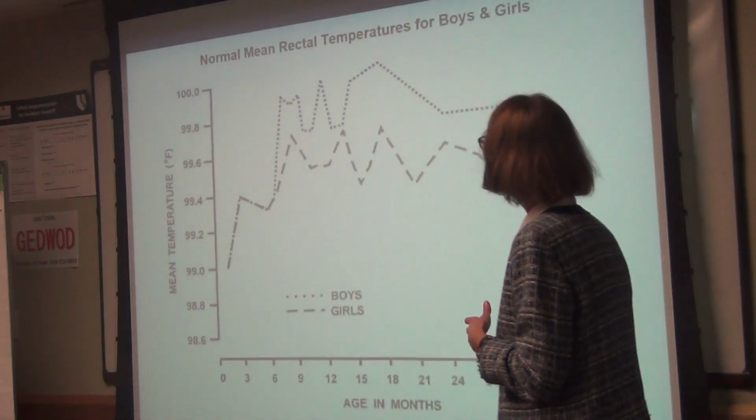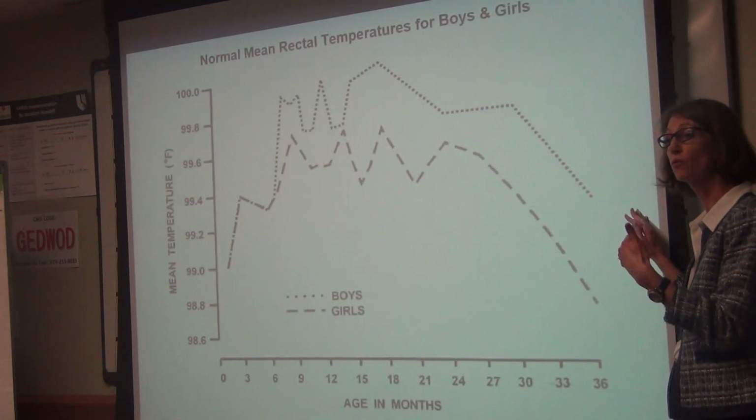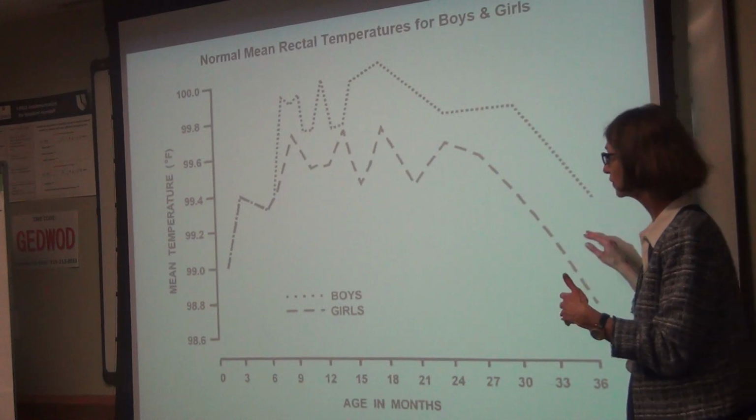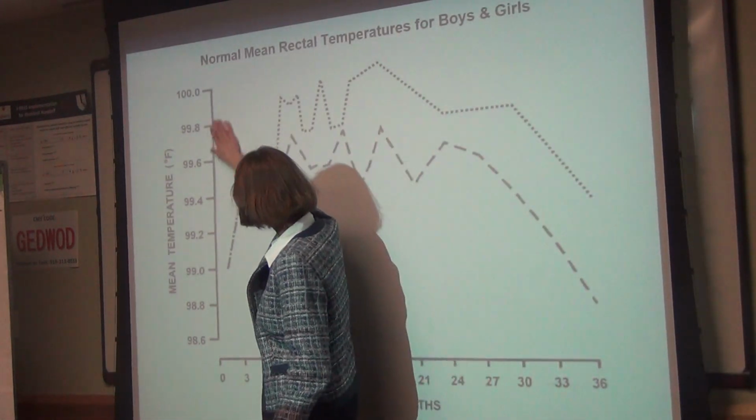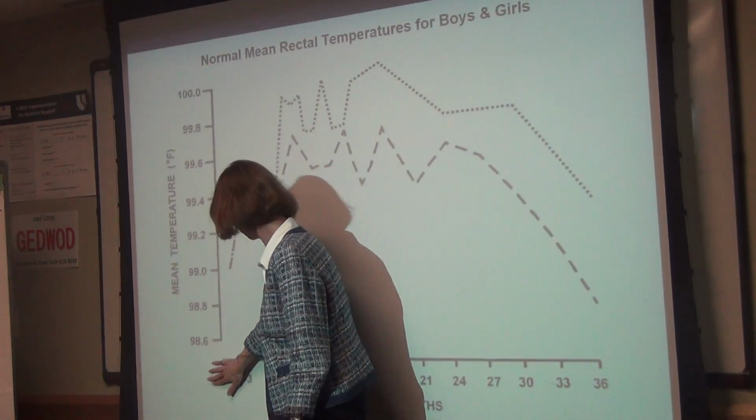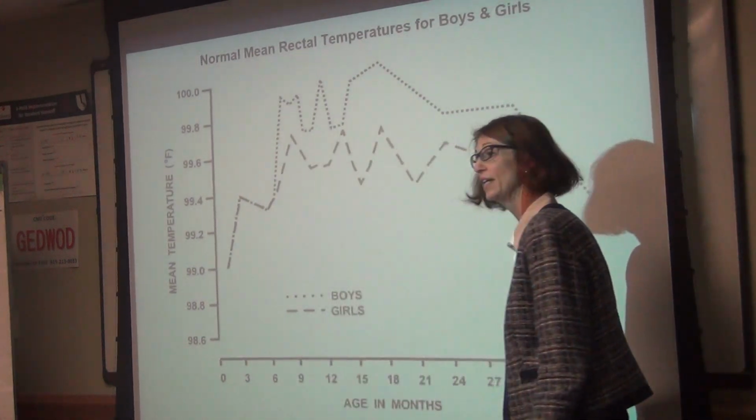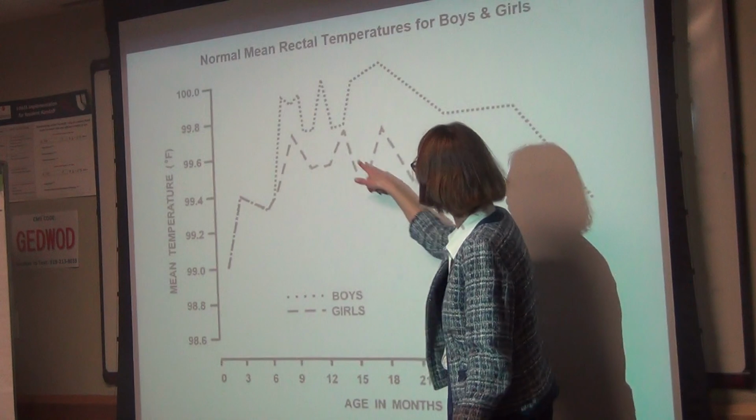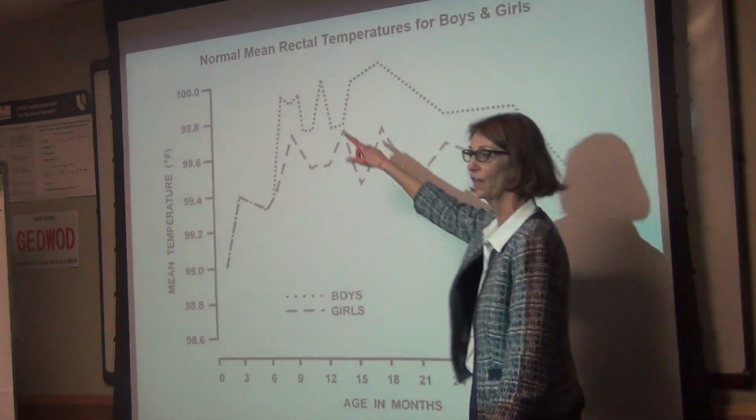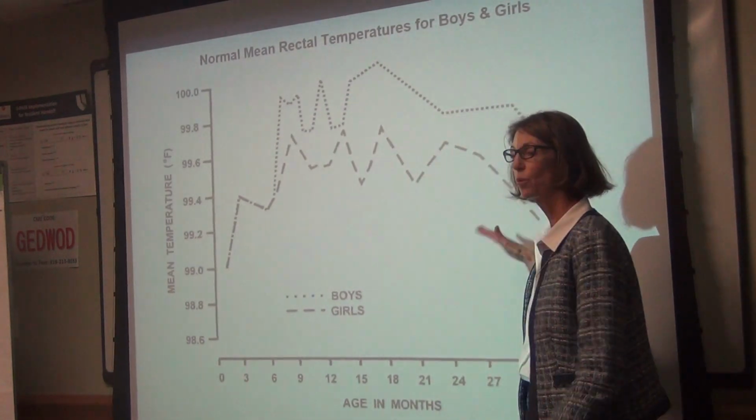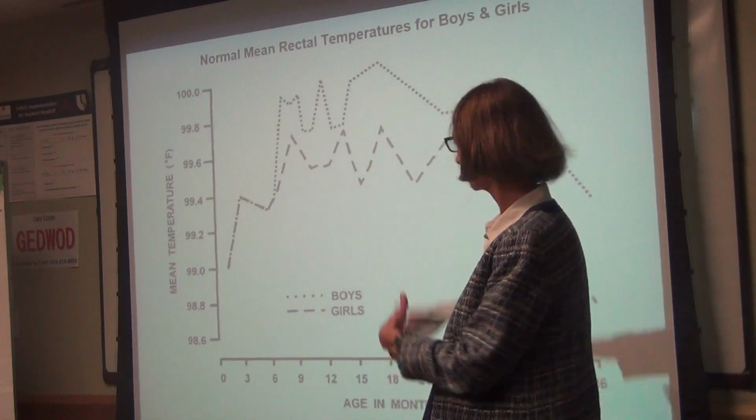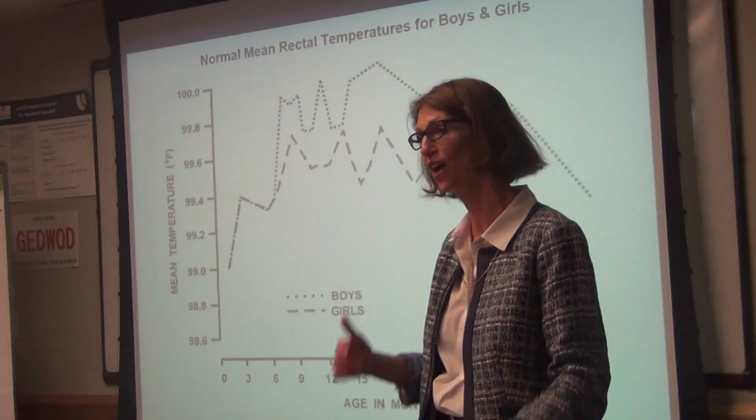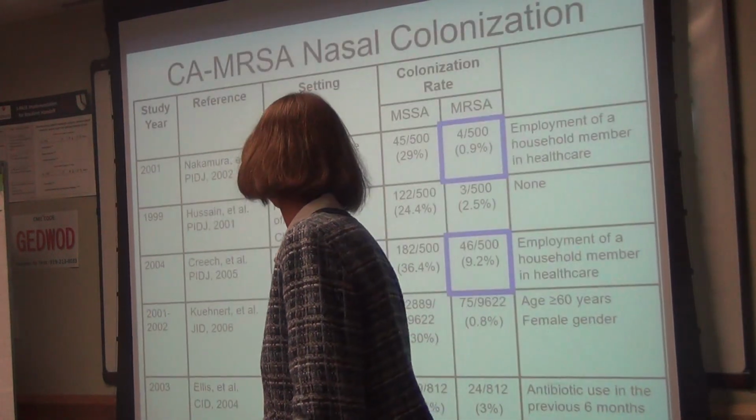So here you would say, okay, I want to show you normal rectal temperatures in boys and girls. And so here on the y-axis we have temperatures in Fahrenheit, and then over here we have age in months. And what you can see is for the girls, they run generally lower temperatures than the boys, okay? So you want to walk people through it. Sometimes people just throw up a slide and then move on, and you haven't walked them through it.